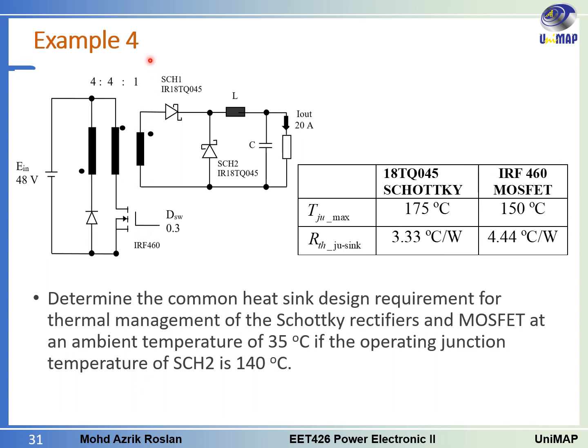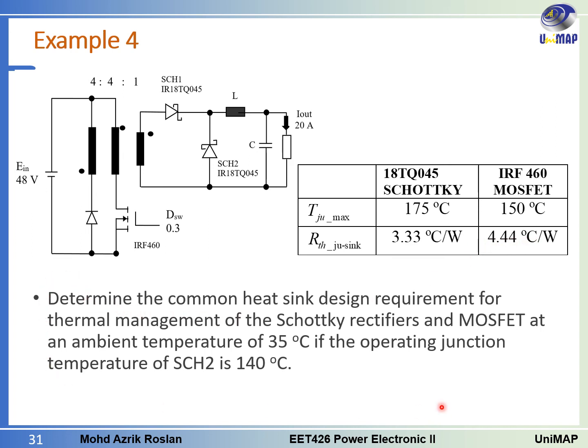Okay, this is example number 4 for the thermal resistance chapter. Still we use the forward converter circuit, and then we have the maximum junction temperature for Schottky and Mosfet. This is the common one. And then we have the thermal resistance from junction to sink, which is 3.33 and then 4.44.